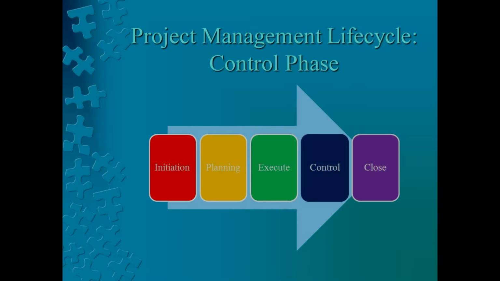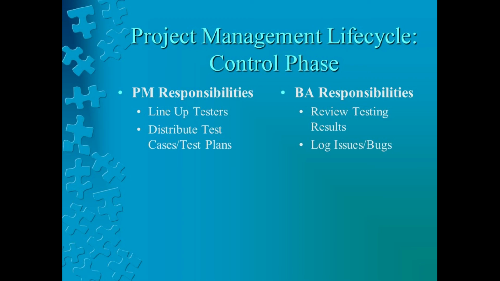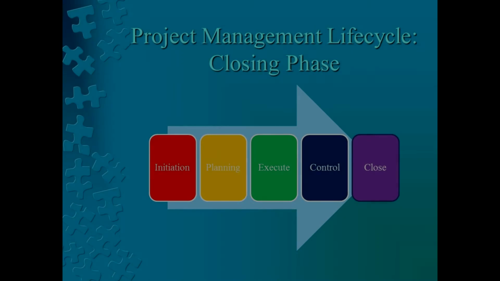The control phase. The project manager will work to line up testers and distribute the test cases and test plans to the necessary parties, ensuring they are returned in a timely fashion. The business analyst is responsible for reviewing the results that come back through the testing and logging issues and bugs for the developers to resolve. If there are issues and concerns about how specific issues or bugs should be addressed, the project manager and business analyst should work with the primary stakeholder to discuss the correct action, and then give direction to the team based on that feedback.